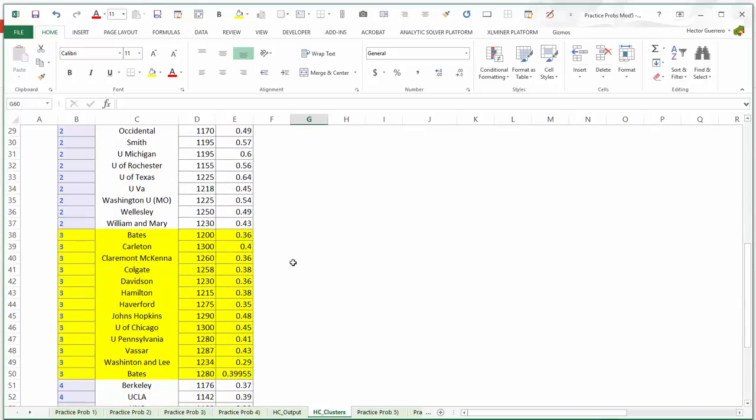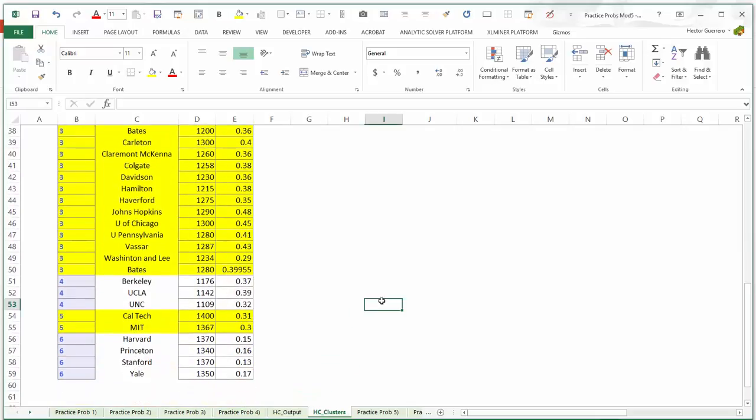The next group are also very good schools, relatively exclusive. There's Washington and Lee, by the way, University of Chicago, University of Pennsylvania, Davidson College, a very nice college. Let's look at this cluster number 4.